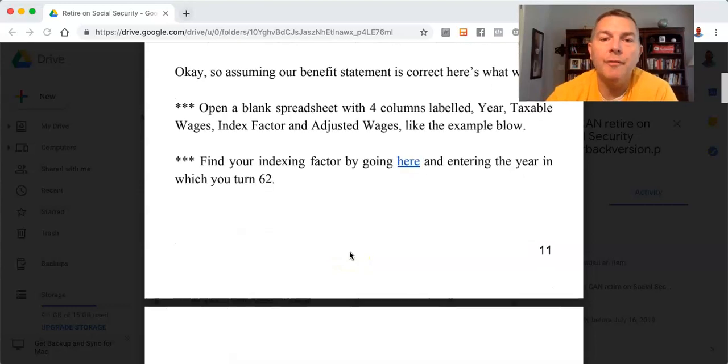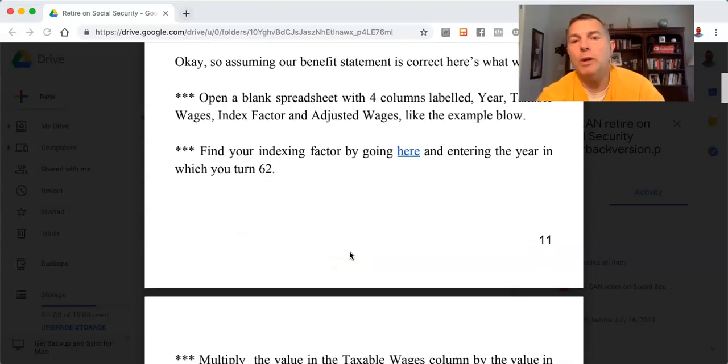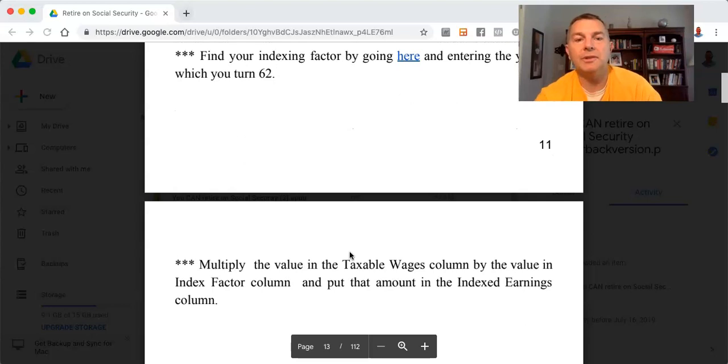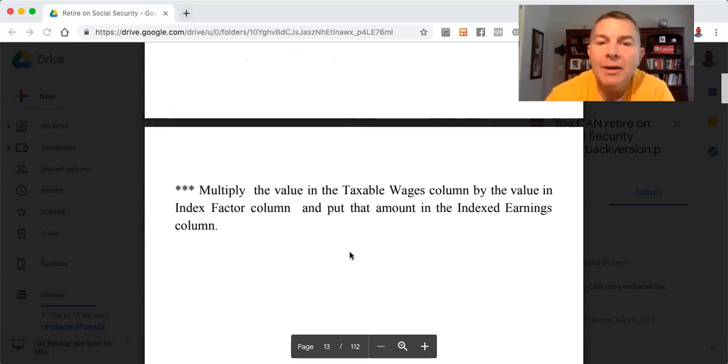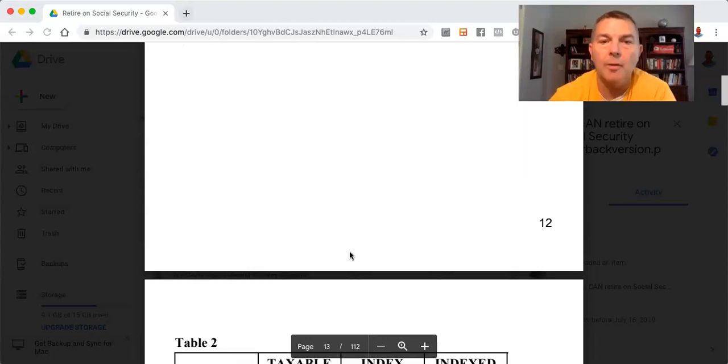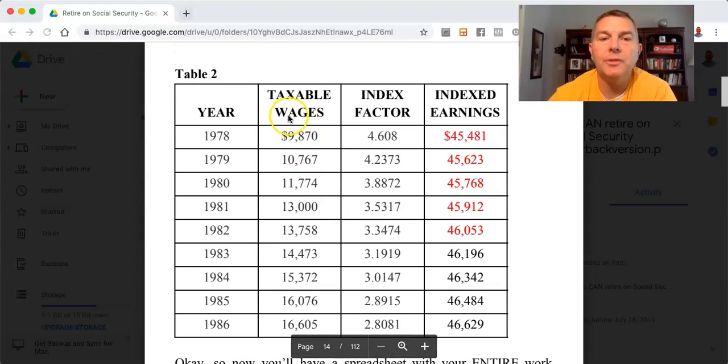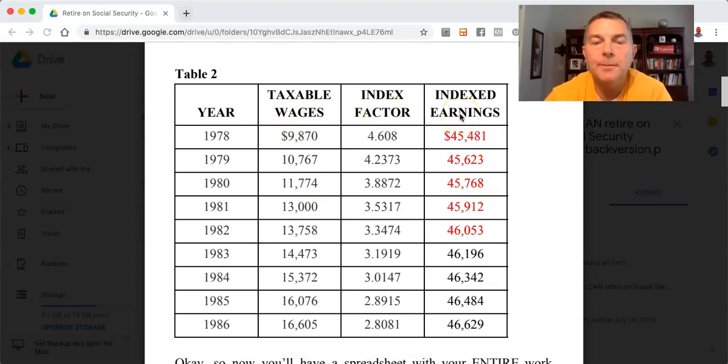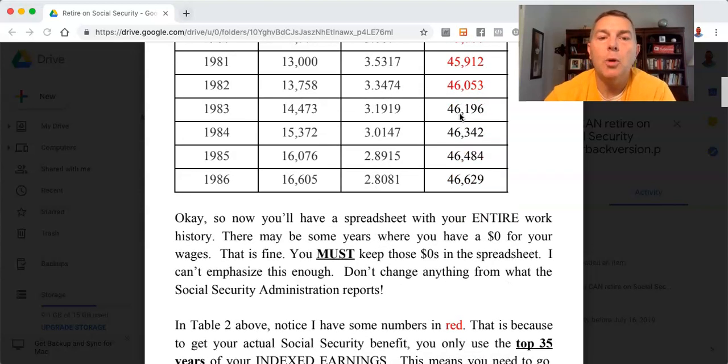Like the example below. Find your indexing factor by going here and enter the year in which you turn 62. Multiply the value in the taxable wages column by the value in the index factor and put that amount in the indexed earnings column. So what you'll see here is you've got taxable wages times the index factor. It gives us our adjusted wages or indexed earnings. And that's table 2.